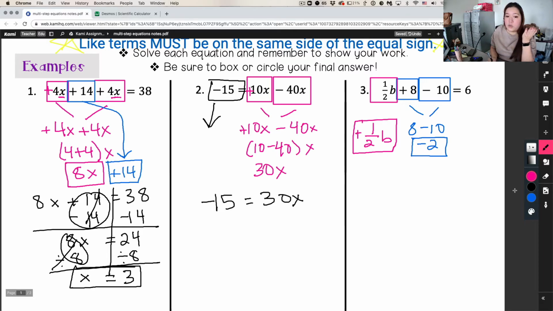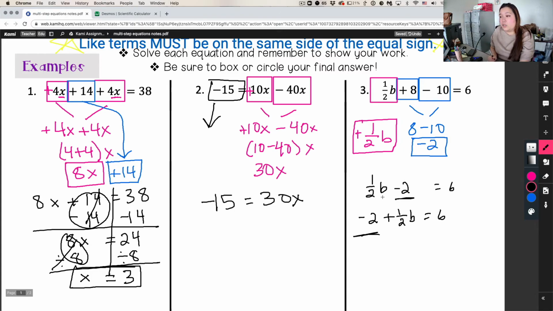So the fact that there's no negative sign tells us this is actually positive. So that means you could write this equation as 1/2 b minus 2 equals 6, or you could rearrange the blocks and have minus 2 plus 1/2 b equals 6. The order of the blocks doesn't matter, but you need to make sure that the signs stay in the same place. So the fact that this is negative 2, that means wherever you put this 2, whether you put it on this side of the equation or on the left side of the equation, it still needs to have that negative sign there. Okay?